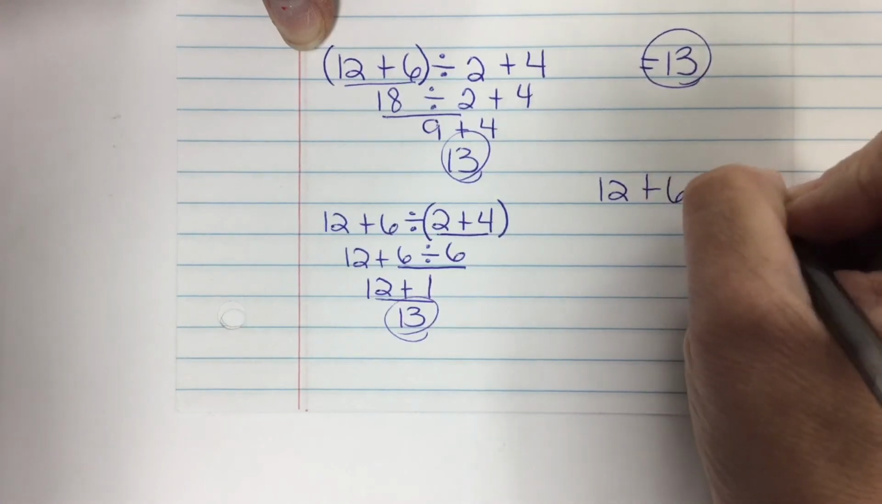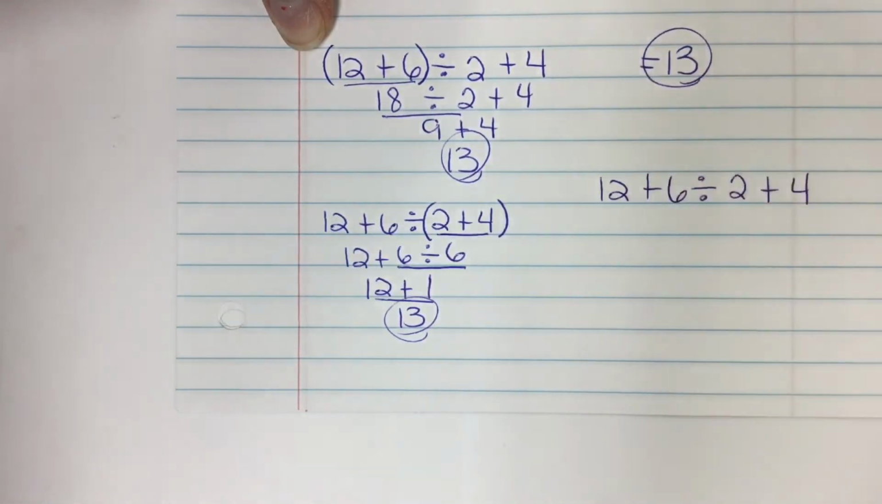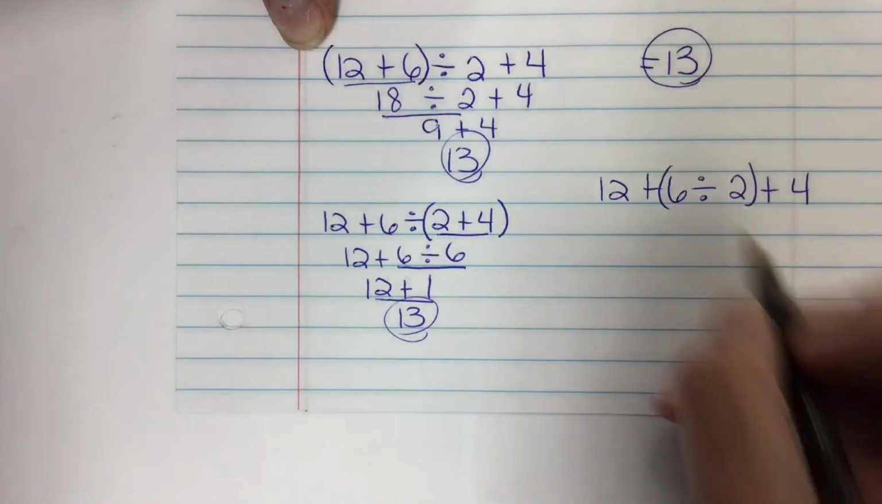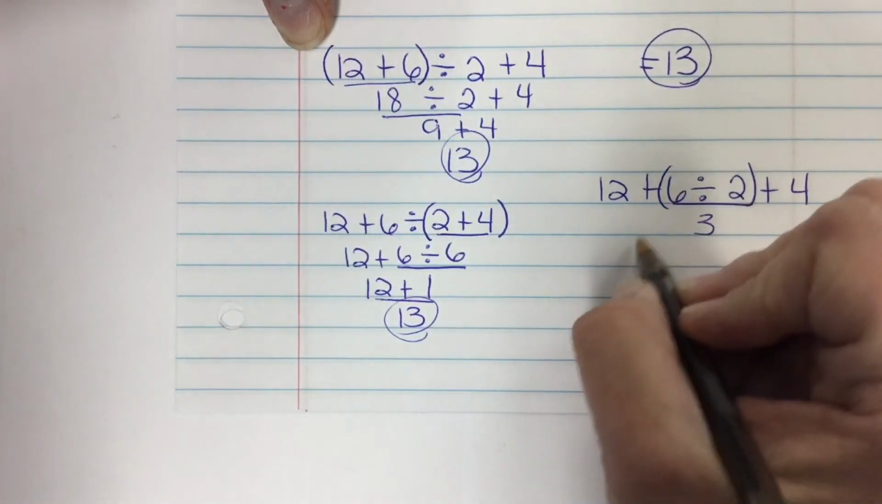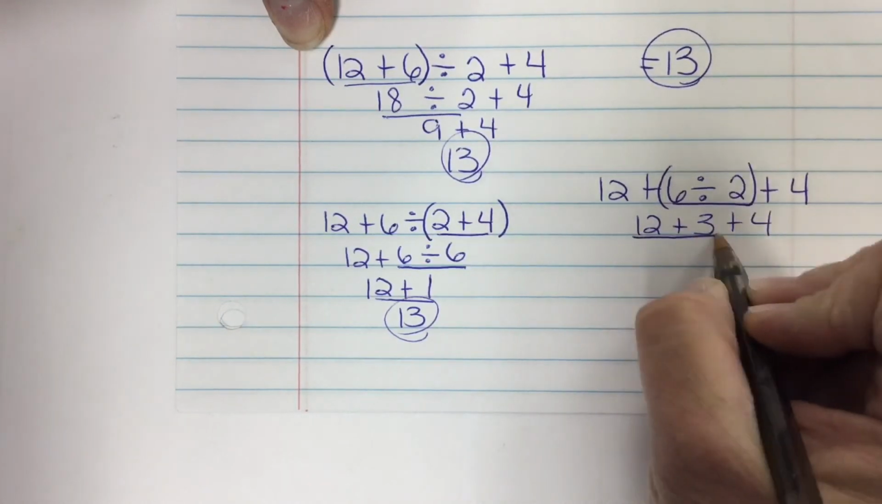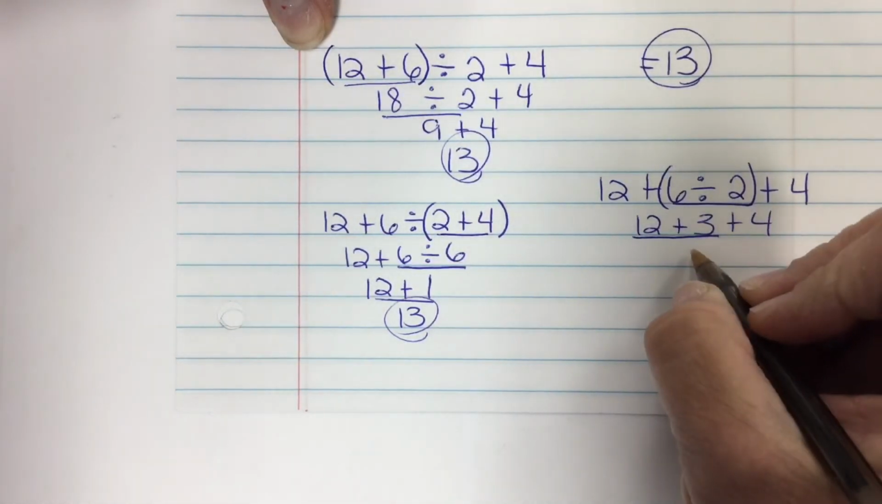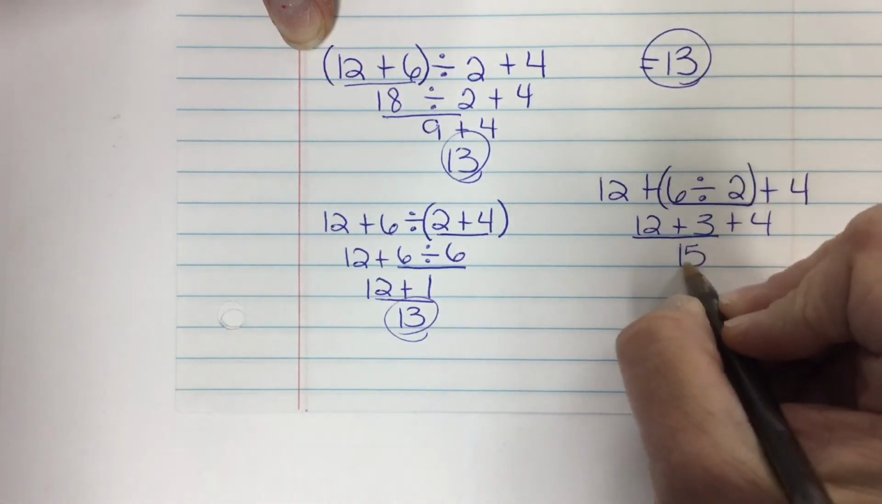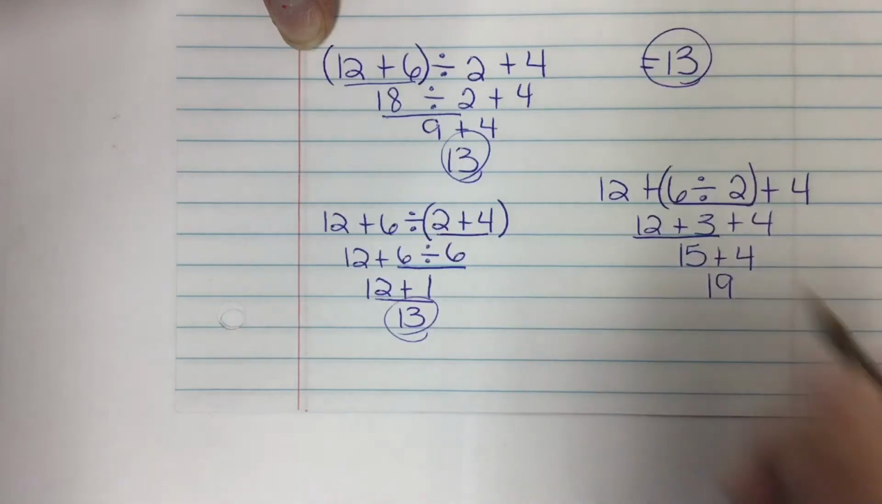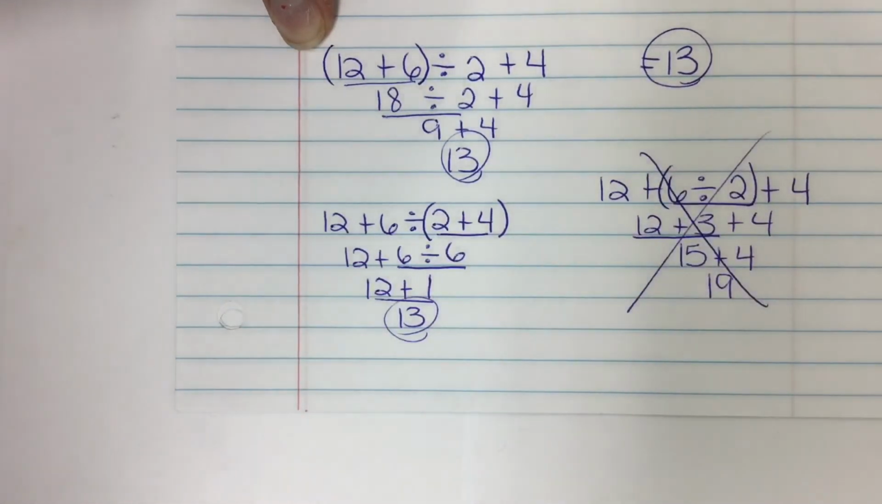All right. What if I put it around the division? Okay. What if I put it here? 2 will go into 6 3 times. 12 plus 3 plus 4. What's 12 plus 3? 15 plus 4, and 15 plus 4 is 19. So that would be incorrect, right?